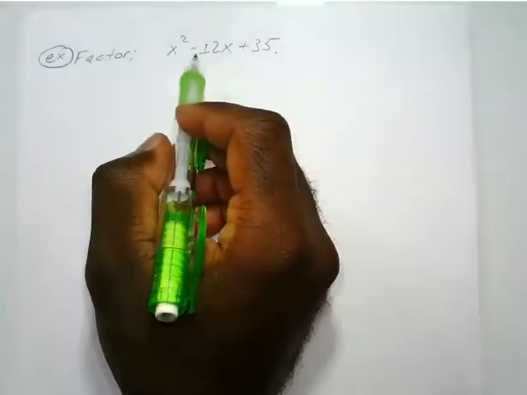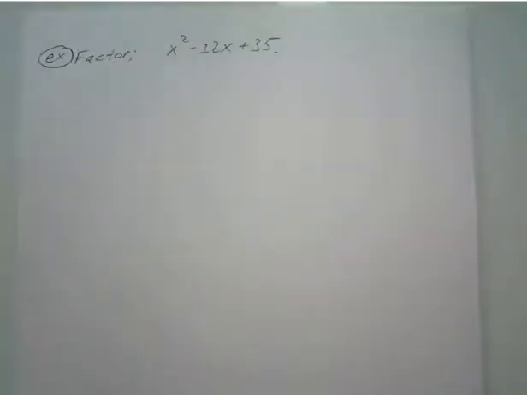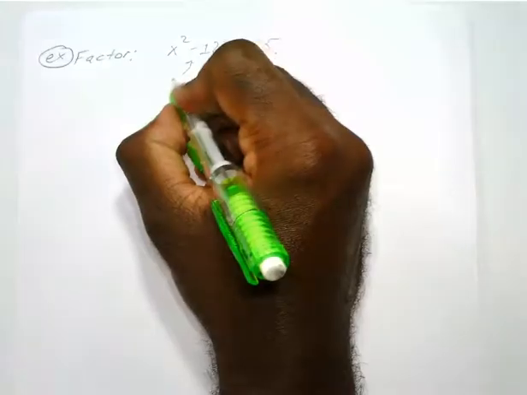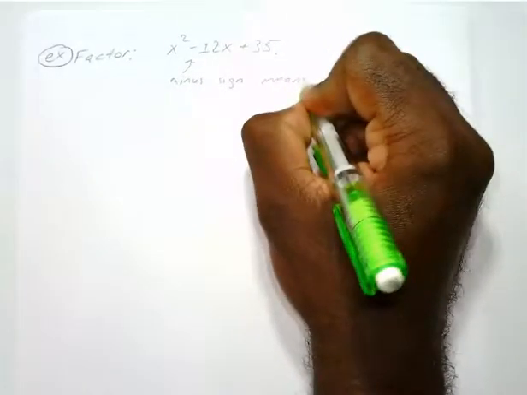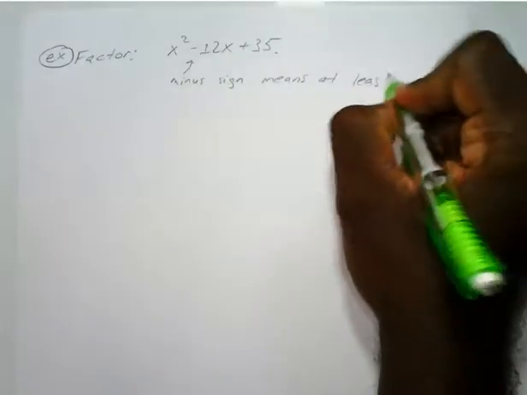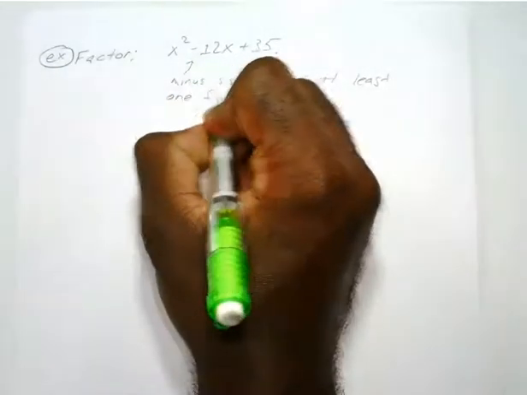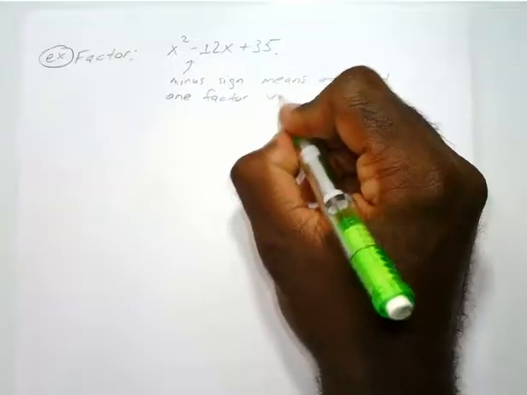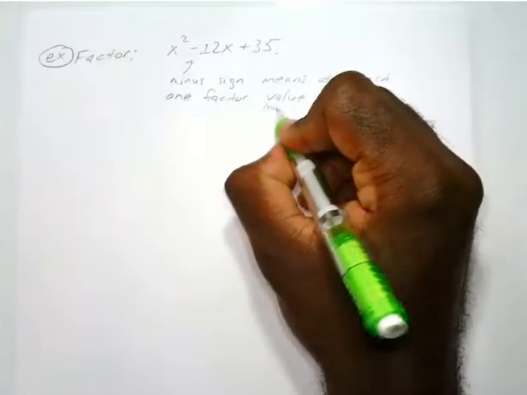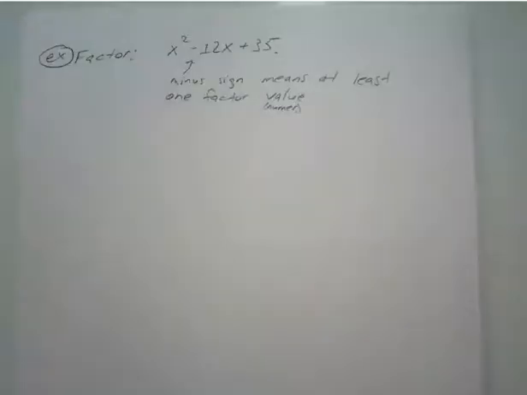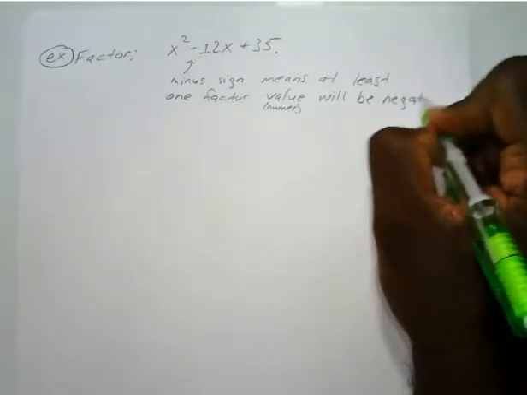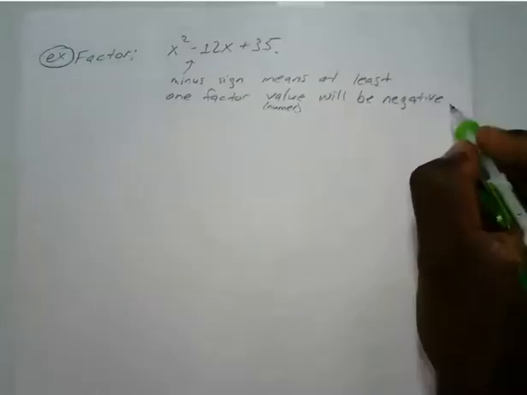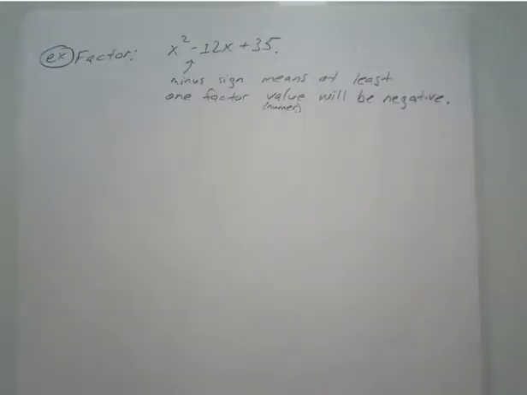Whenever you have a minus sign, that means at least one of your factor values, or numerical values, will be negative. It could be one, it could be both, but at least one will be negative.